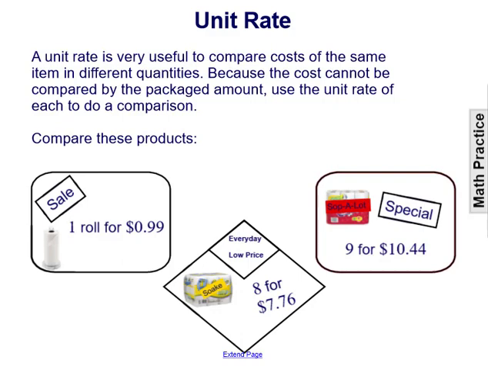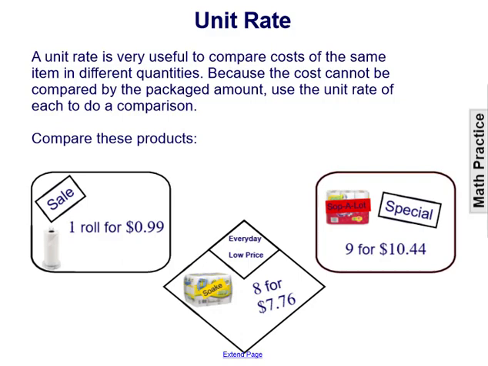We have the first is 1 roll for 99 cents. The second deal is 8 rolls for $7.76, and the third deal is 9 rolls for $10.44. So the question becomes, which one should you buy? What is the best deal?